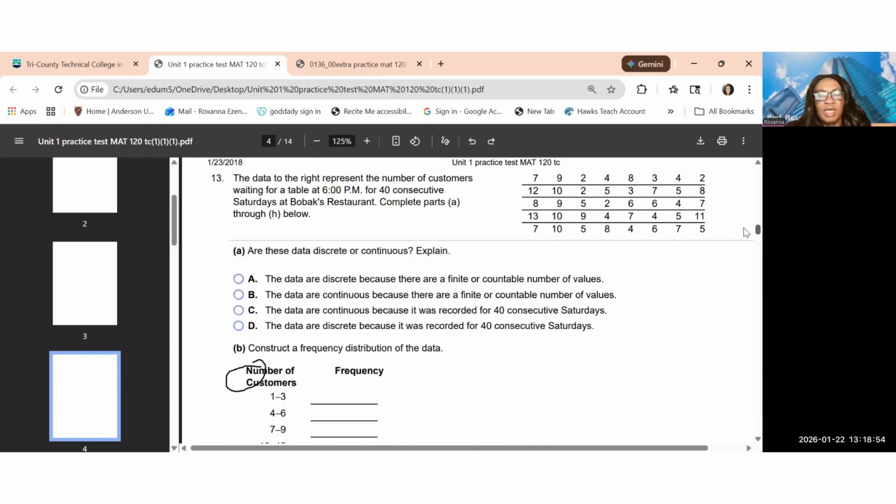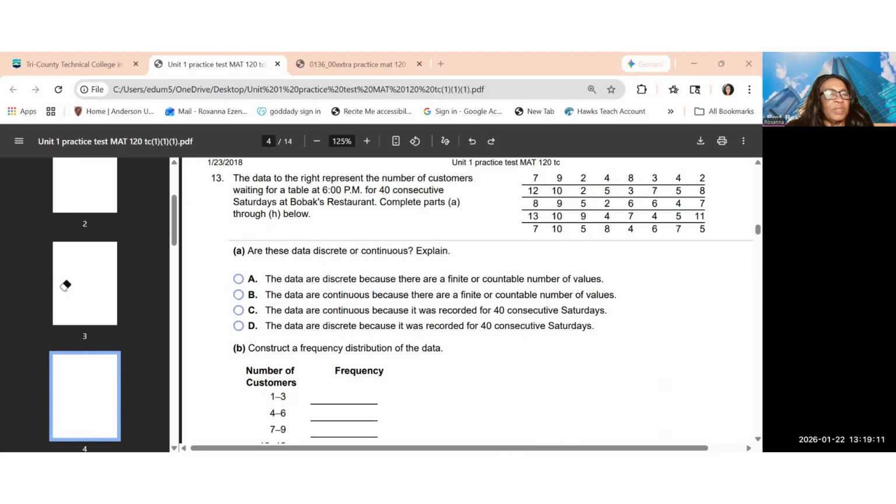But the question says to find or create a frequency distribution. That's what they want us to do, so let's try and do that. It's going to take a little bit of time, but let's find the frequency distribution.